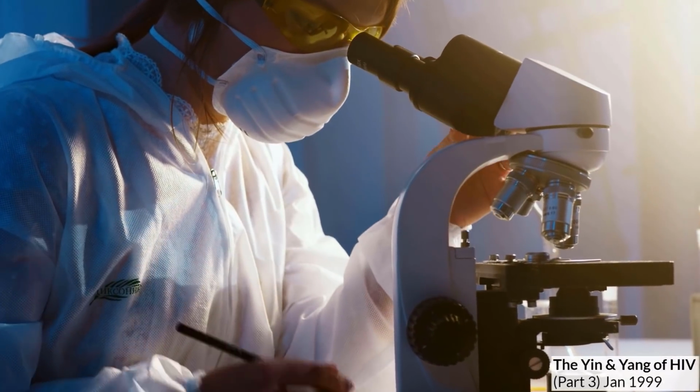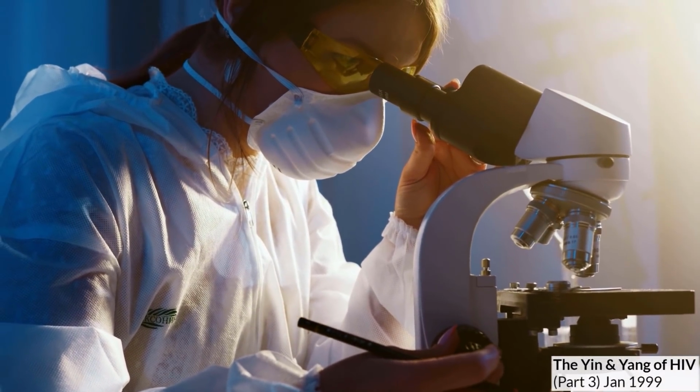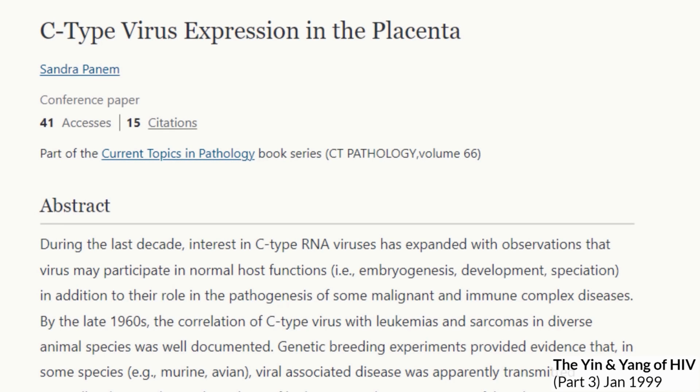Retrovirus-like particles are virtually ubiquitous in biological material, including, for example, cell cultures, and the majority, if not all, human placentas. In fact, the third problem with the virus, with the particle, is that they use umbilical cultured lymphocytes, which originate from placenta.